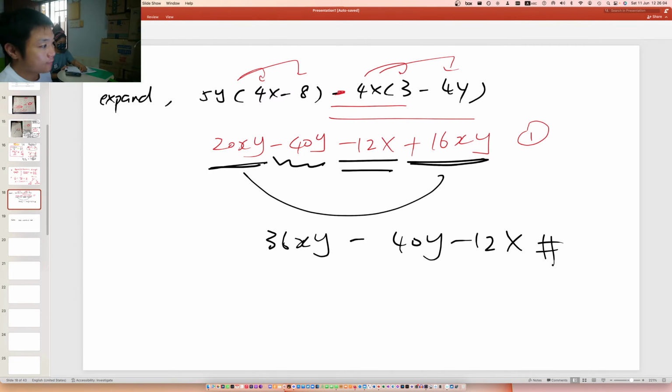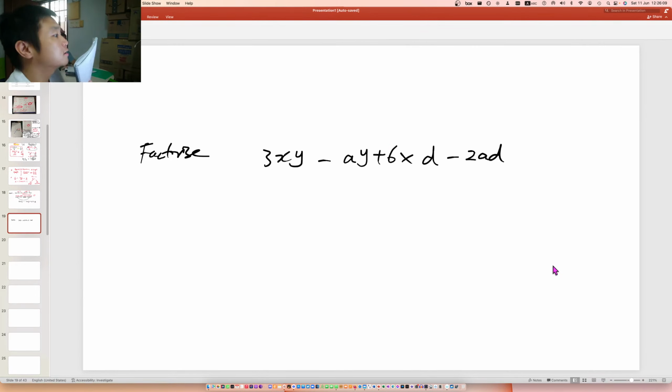Very good. Okay, so next, factorize. How do you factorize this? Is that d? This one, 6xd. Yeah.